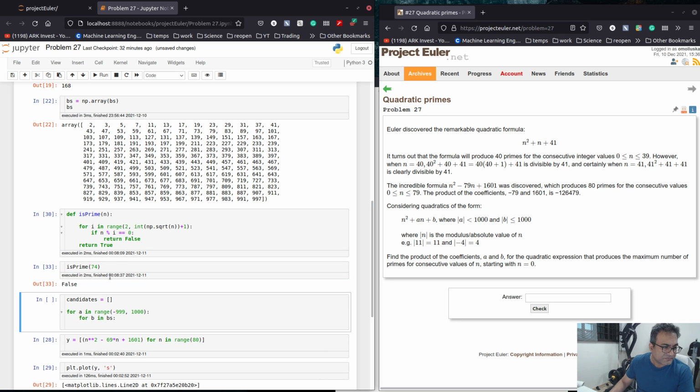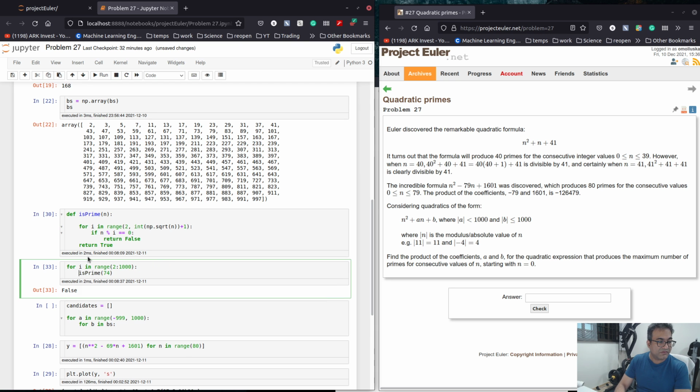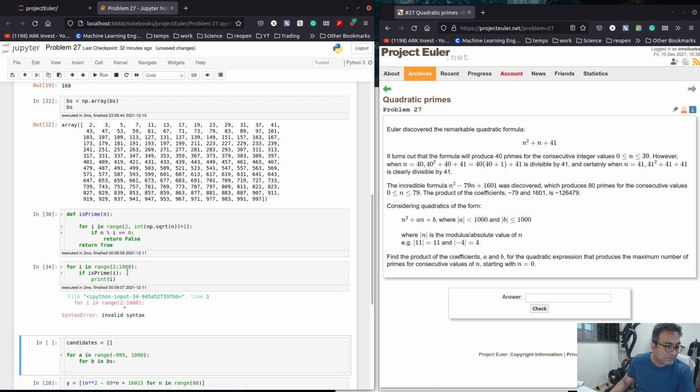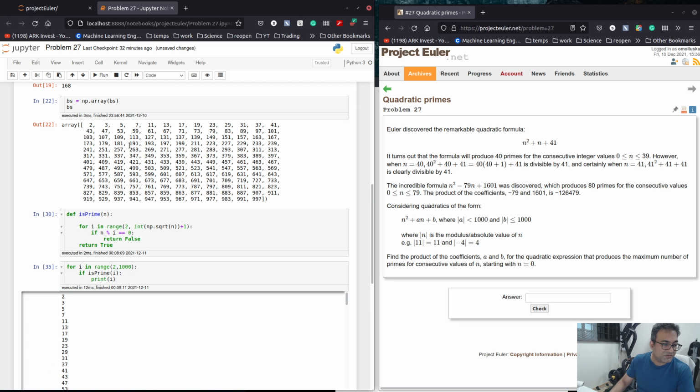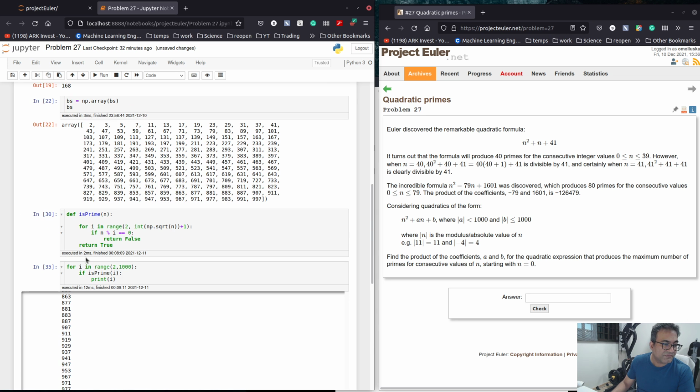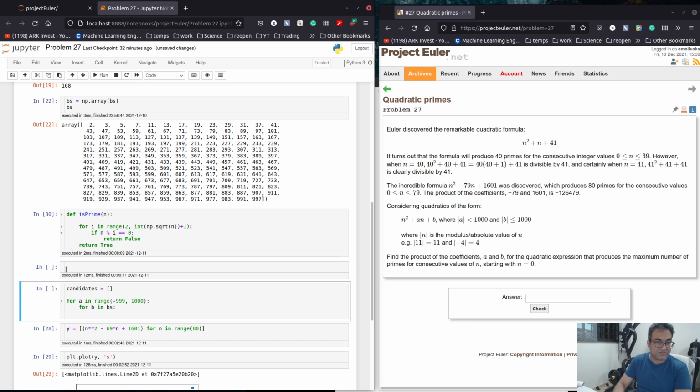Okay, another sanity check for i in range 2 to 100, 2 to 1000. Okay, if is prime i, print i, and we should be able to get the same values over here. 997 is the last one, and 991. Okay, so this looks like this is prime function is okay.